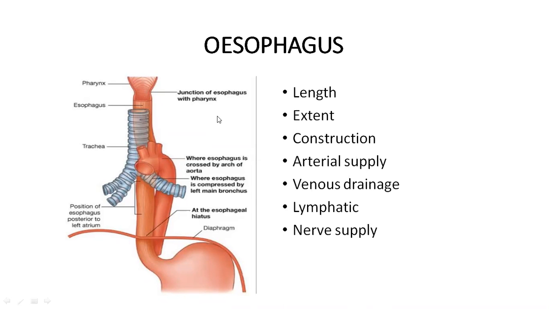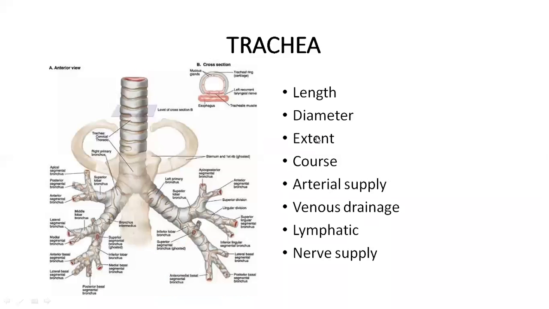Okay, this is about the esophagus. So shall we move on to the next? It is the trachea. Okay. So again, coming to the trachea, same way, the trachea also has its own length, diameters, everything.